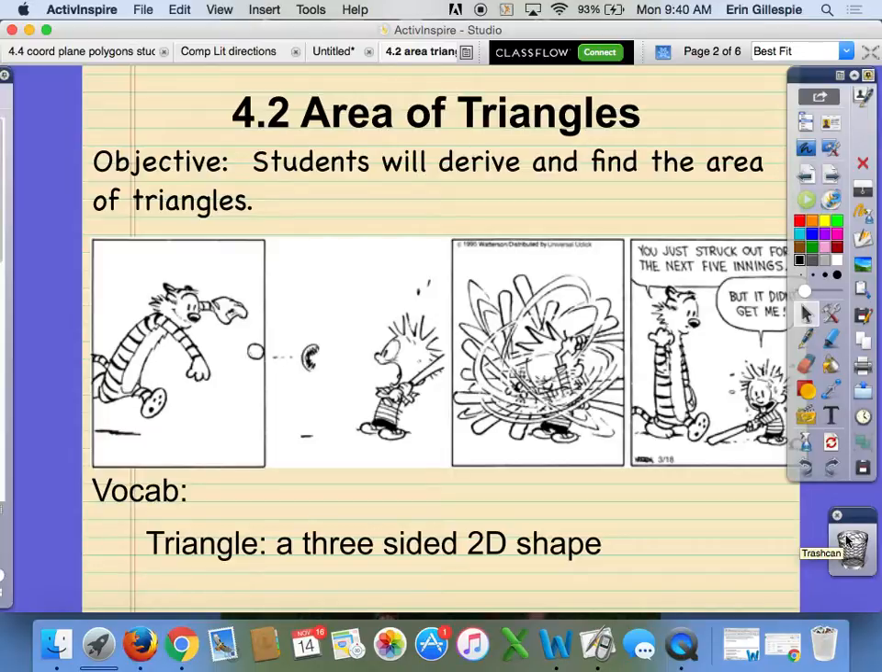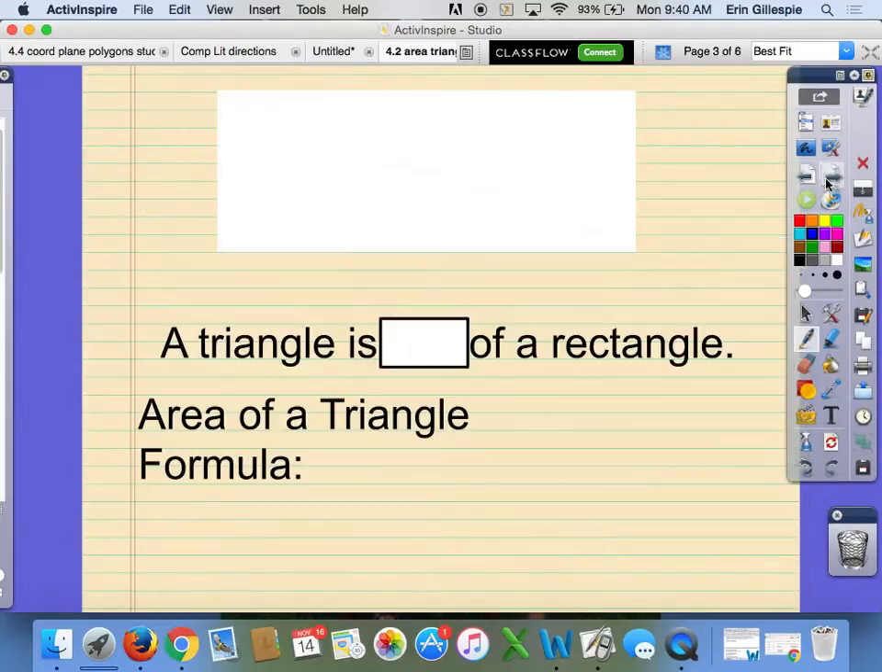Isosceles, equilateral, scalene, acute, obtuse, and right are all different ways of classifying a triangle by their angles or by their sides. But it doesn't really matter what type of triangle it is when you're finding the area. No matter what type of triangle it is, the area formula is always the same. So make sure you have your notes out. You're going to be following along with the video while I explain things here.